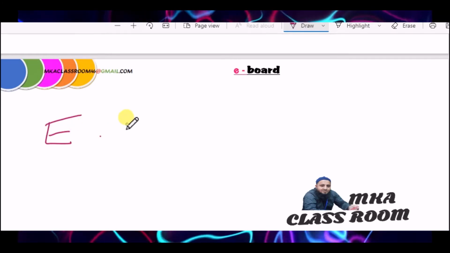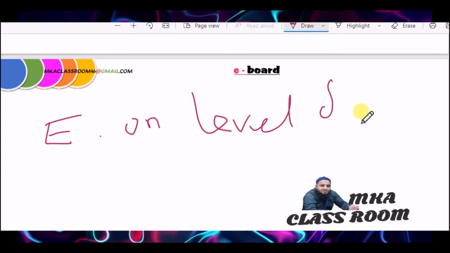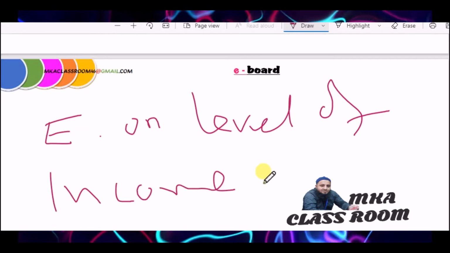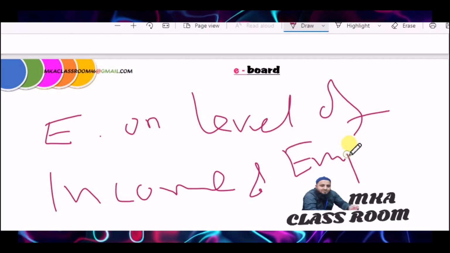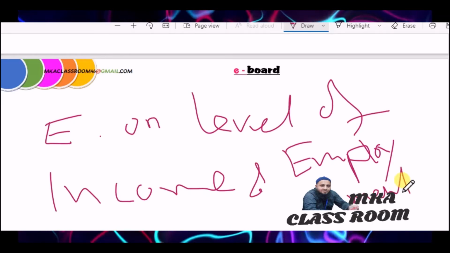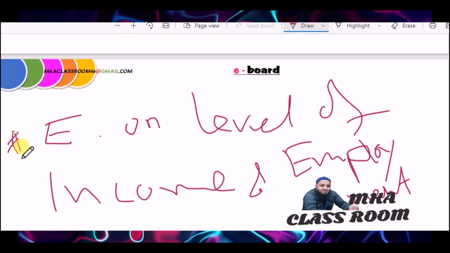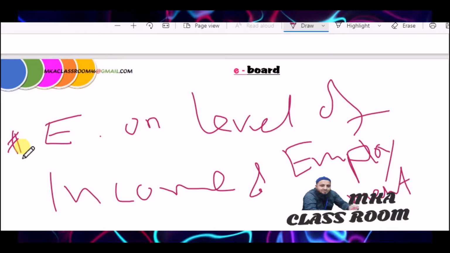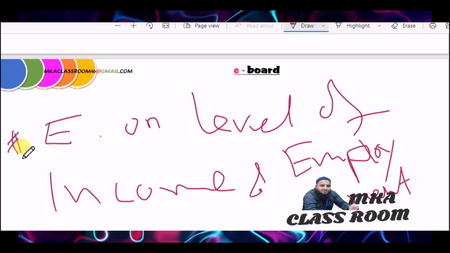Effects on level of income and employment. These are the two most important things. That's why we are going to discuss this topic: effects of public expenditure on level of income and employment.